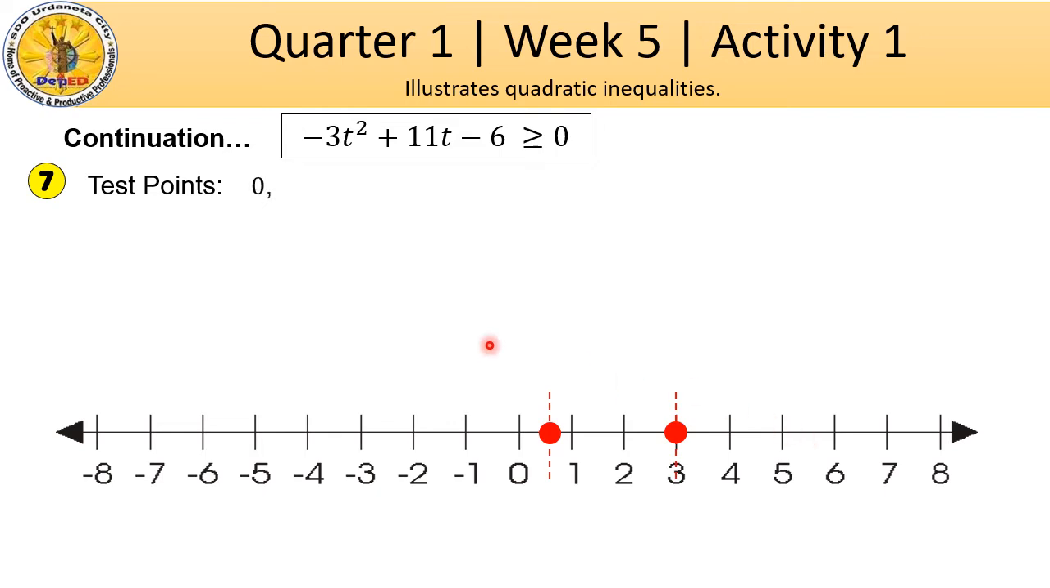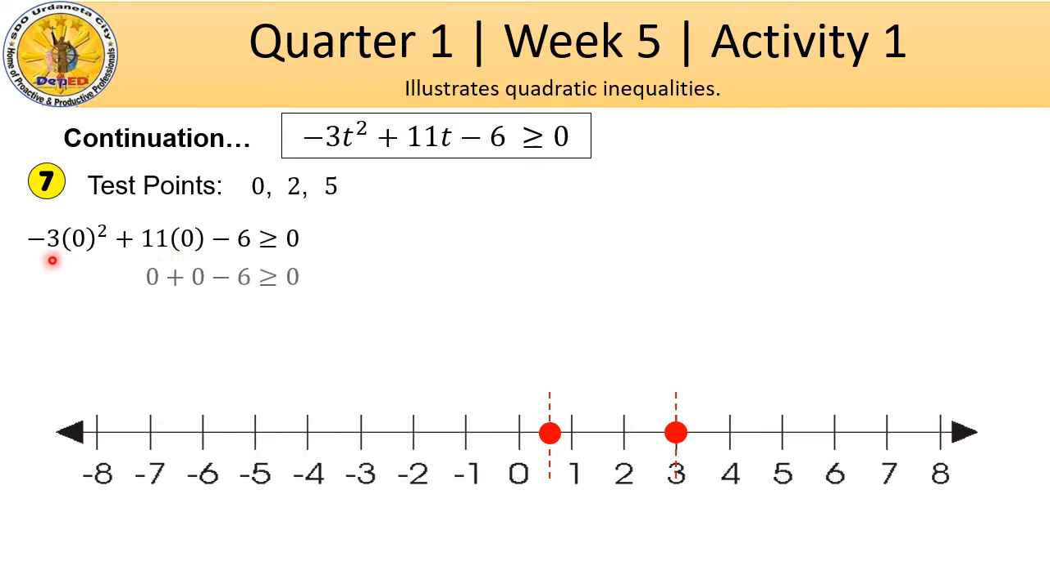First test point is 0. Let me choose 0 here. And then, second test point para sa region na to ay, I'll choose 2. And then, for this region naman, gusto ko ng 5. Ayan. Sa unang test point muna tayo. Substitute the 0 to our inequality. So, change all the variables to 0.